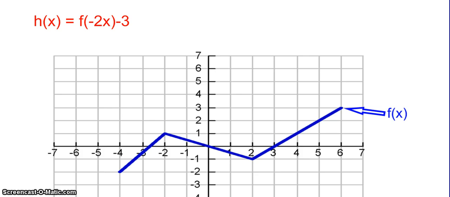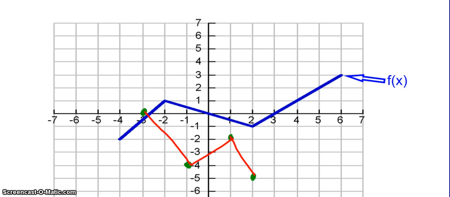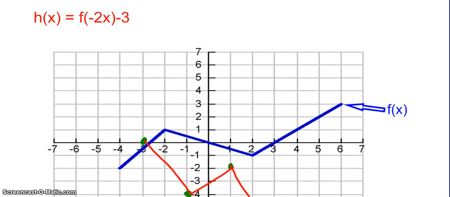Okay, now I want you to pause the video and copy down or draw this graph here that I have on the coordinate plane. That is your f of x function, and I want you to perform the transformations up here to create the h of x function. So pause the video, draw down the original, and then draw h of x. Okay, so this is what your result should look like.